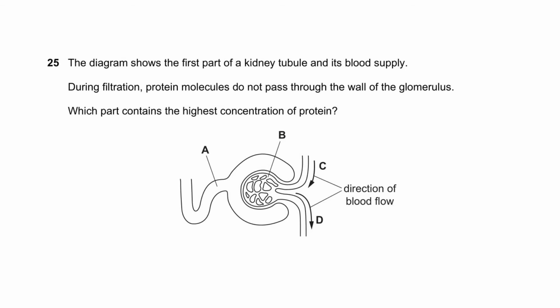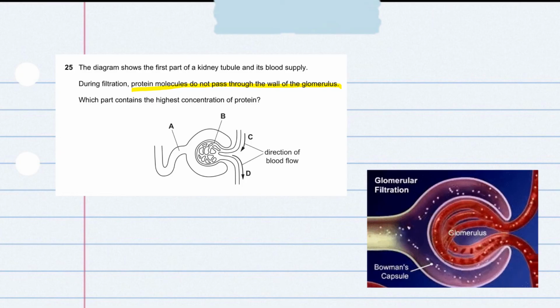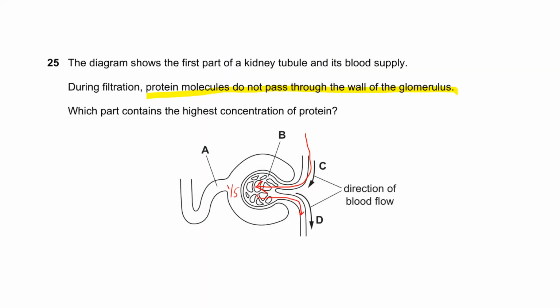Question 25 says the diagram shows the first part of a kidney tubule and its blood supply. During filtration, protein molecules do not pass through the wall of the glomerulus. Which part contains the highest concentration of protein? What happens during filtration is that the blood comes in here at a very high pressure and about 1/5 of the fluid comes out. So whatever is left is more concentrated since a lot of fluid was already lost. Even if you didn't know this, they gave you a hint in the question by saying that protein molecules don't pass out from here while the other fluids do. So whenever it comes out, it's going to be a high concentration since the fluid was lost.